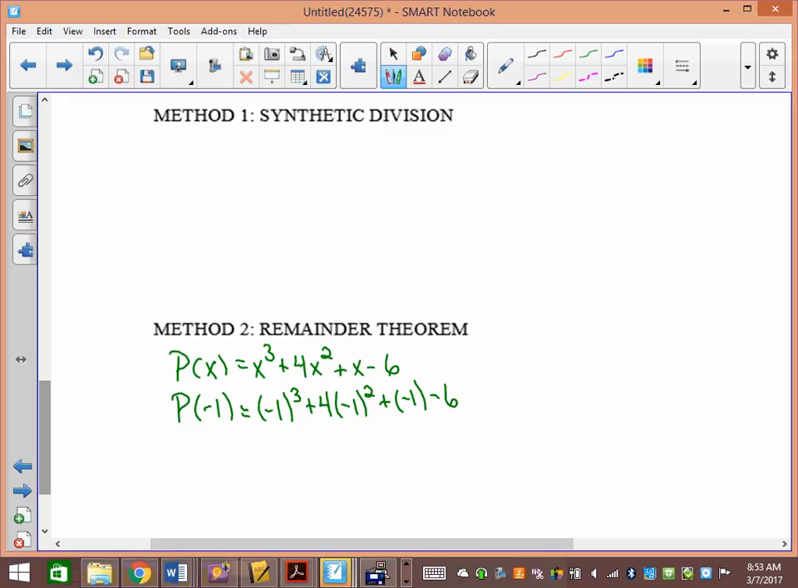Okay? And then I get negative 1 cubed, which is negative 1, plus 4 times positive 1, because negative 1 squared is positive 1, minus 1, minus 6. And I get negative 1, negative 1, negative 6 is negative 8, plus 4 is negative 4. So P of negative 1 is negative 4.